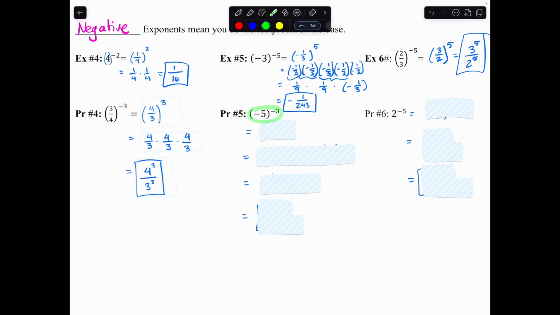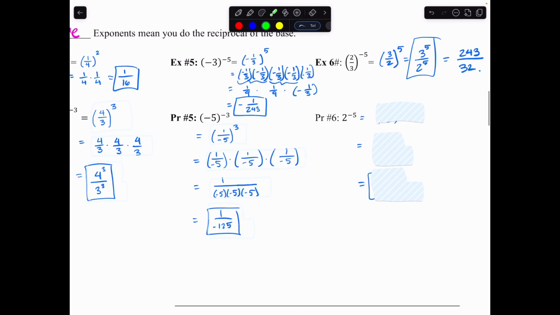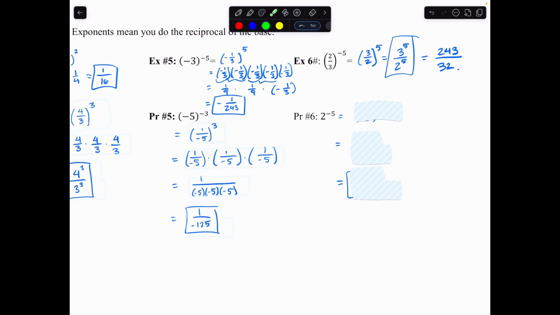Practice problem number 5. We flip the base, make the exponent positive. So we have negative 1/5 times itself 3 times, which should end up being negative 1 over 125. And our last practice problem is number 6. We switch that to be 1/2 to the 5th power, which is 1 over 2 to the 5th power, or 1 over 32.